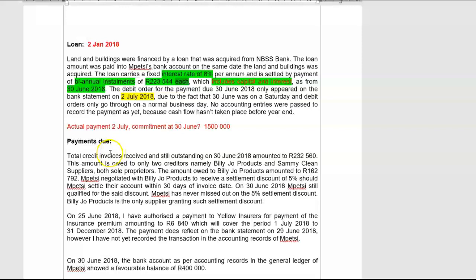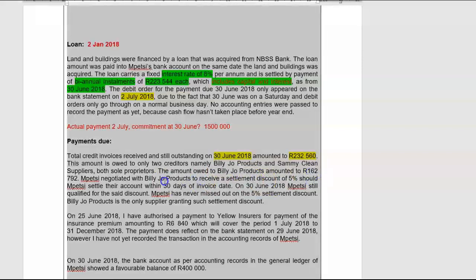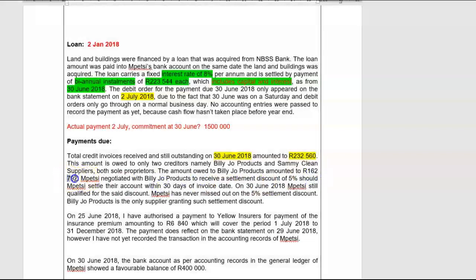Good, now payments due. Total credit invoices received and still outstanding on 30 June 2018 amounted to 232,560. This amount is owed only to two creditors, namely Billy Joe Products and Sammy Clean Suppliers, both sole proprietors. The amount owed to Billy Joe amounted to 162,792. It's a bad cut-off here.